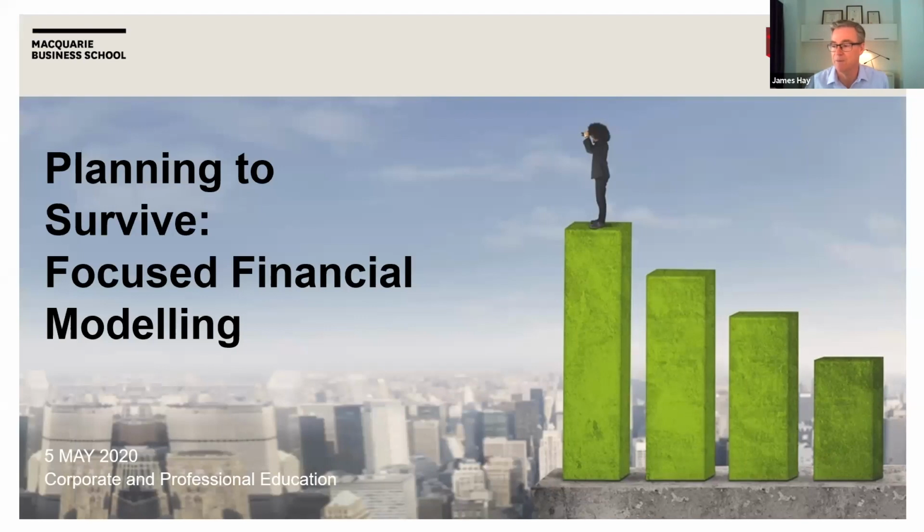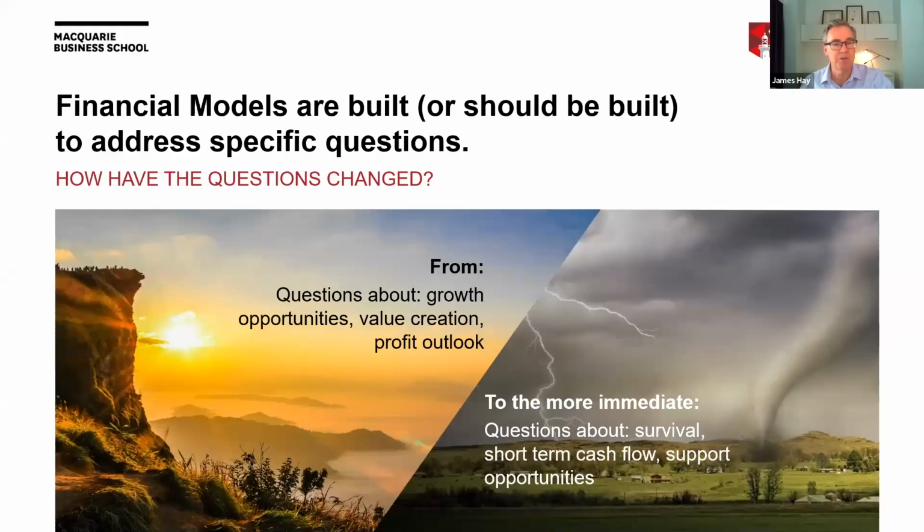Financial models are built, or they should be built, to address specific questions. But in this environment, the questions have changed. Under a business as usual scenario, our modelling is usually looking at questions about growth opportunities, value creation or the profit outlook. And the base case, the business as usual scenario, is really what happened last year. How are we going to build on what happened last year? But when you get suddenly hit by a crisis, the questions change. We've got these dark storm clouds. Our questions are about survival, short-term cash flow, and taking advantage of what support opportunities might be available to us.